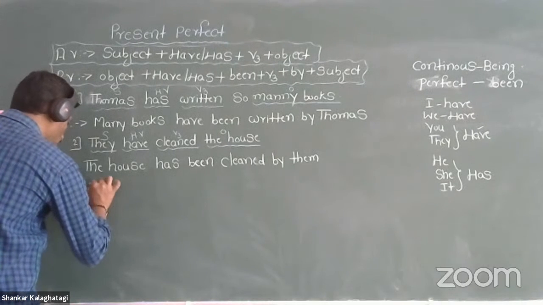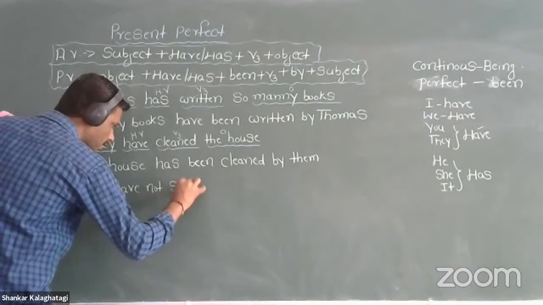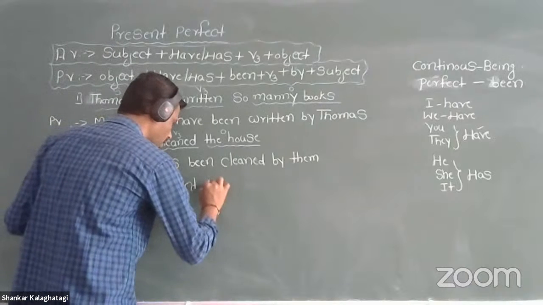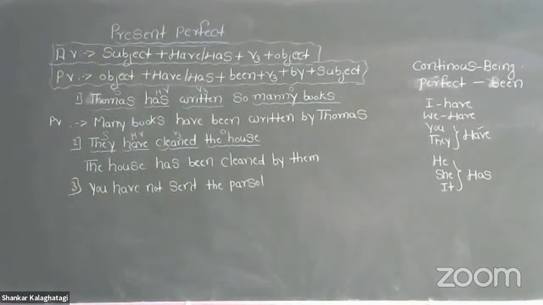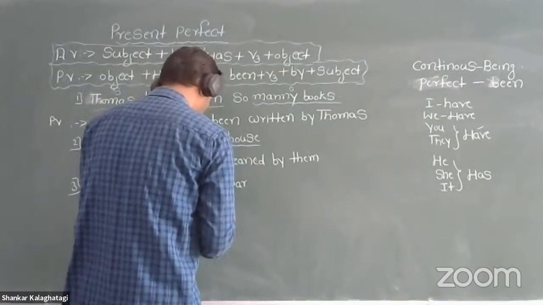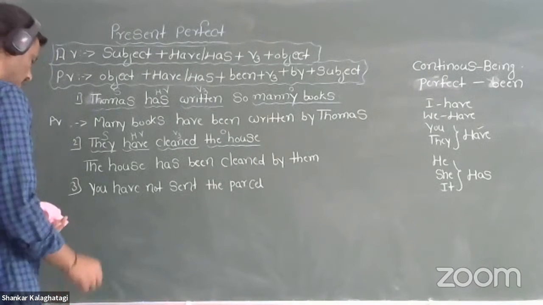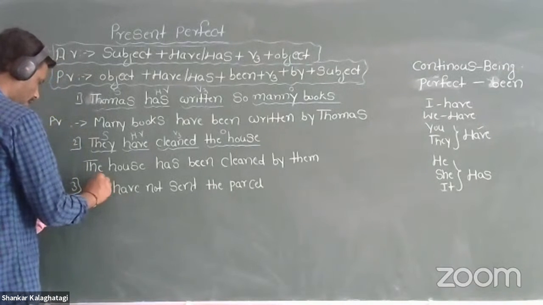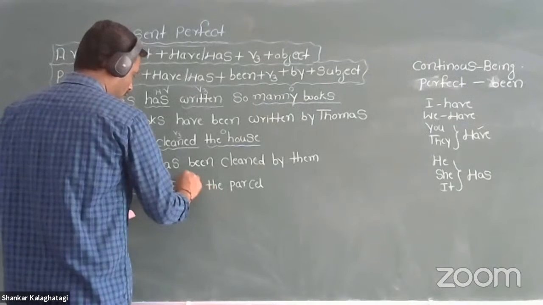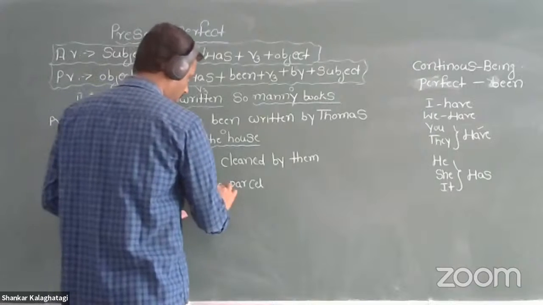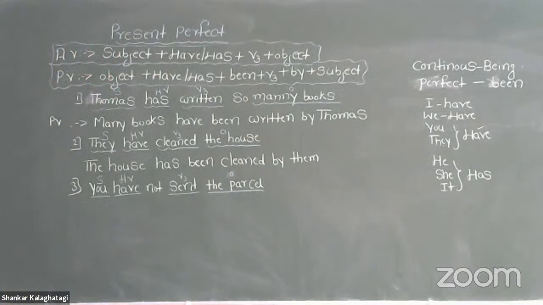Okay. So take that: You have not sent the parcel. Here it's "parcel," a different spelling. Now the sender is you, the subject. Have is the helping verb. Not is the negation. Sent is V3. The parcel is the object. Now change it.